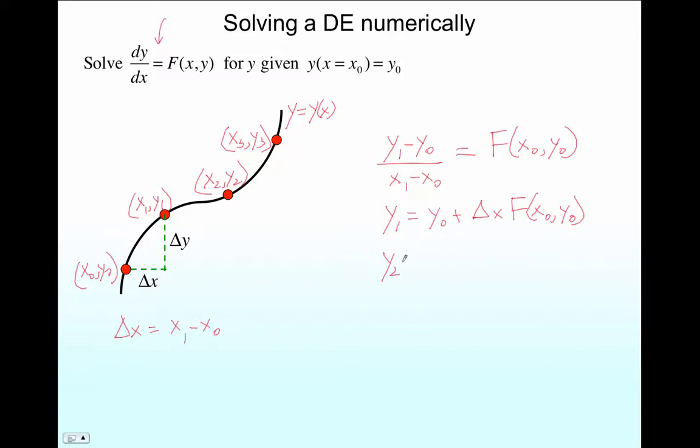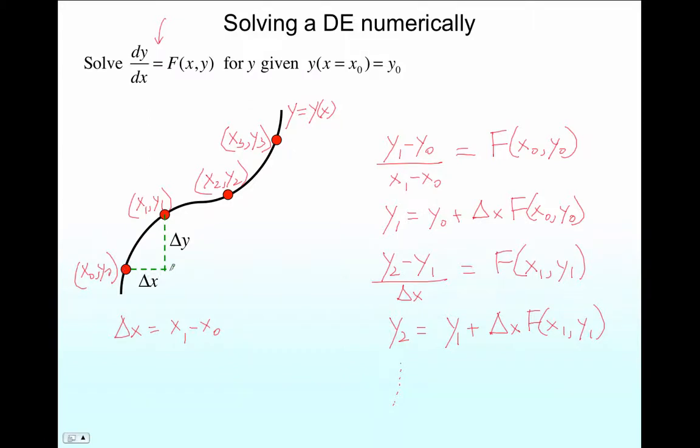So we write y2 minus y1 over x2 minus x1, which is delta x, and that's equal to f. But this f is between x1, x2, and so this is x1, y1. We know y1 because we've found it up above, and so we've found y2, which is y1 plus delta x, f of x1, y1, and so forth. Now we can find y3, y4, etc.